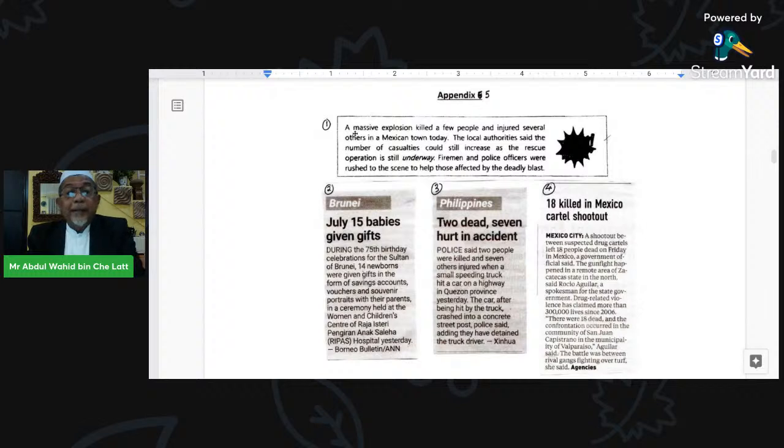Extract number 1. A massive explosion killed a few people and injured several others in a Mexican town today. The local authorities said the number of casualties could still increase as the rescue operation is still underway. Firemen and police officers were rushed to the scene to help those affected by the deadly blast.